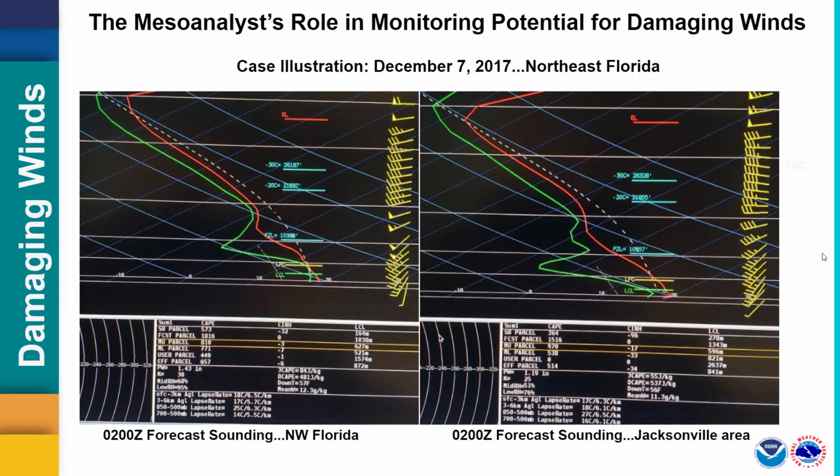Here we see 2Z forecast soundings for northwest Florida on the left, just ahead of the squall line, and the Jacksonville area on the right. This gives a decent side-by-side of likely conditions south of Jacksonville, similar to the left image, and north of Jacksonville, similar to the right image. While the right sounding doesn't necessarily negate damaging wind potential, given very intense dynamic support for the approaching QLCS, the left sounding certainly appears more supportive of surface damaging winds.